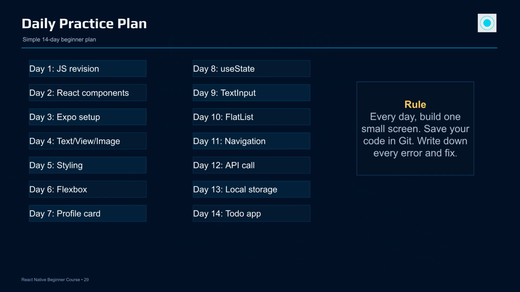To wrap up, here is a 14-day daily practice plan. Follow this schedule to build one screen every day, document your errors, and commit your code to Git. Consistency is the secret to mastering mobile development.